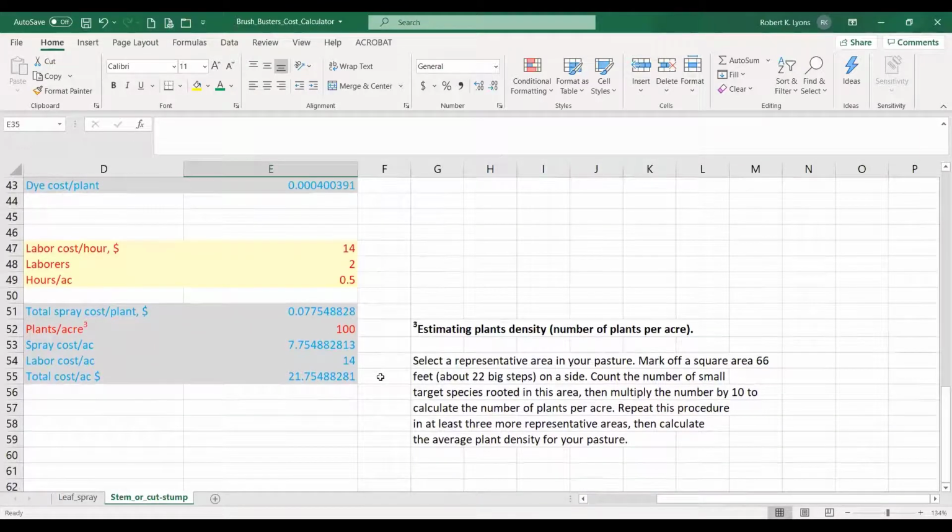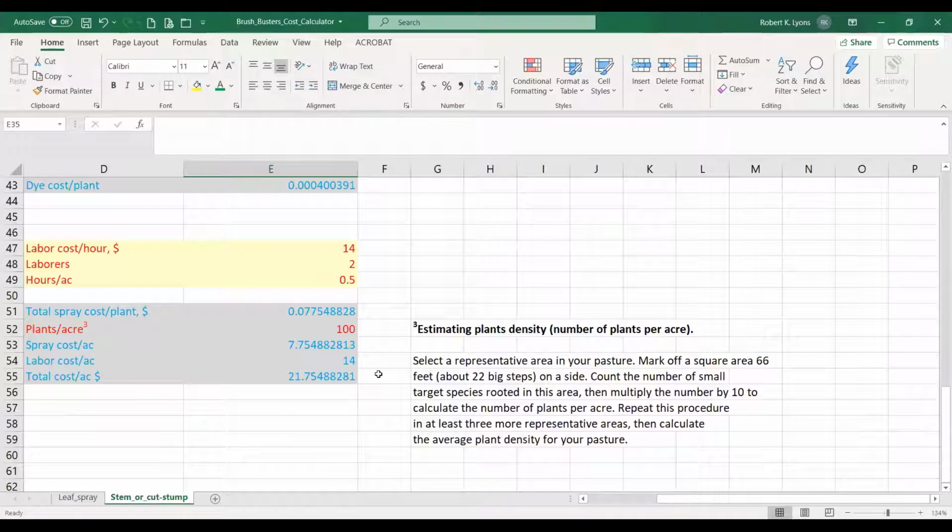Again, the spray cost per acre would be $7.75 for just the spray. And then with the labor, it would be $21.75 per acre. So that's basically how it works. All the calculations are behind the scenes. So all the user has to do is enter the required values. That's pretty much it.